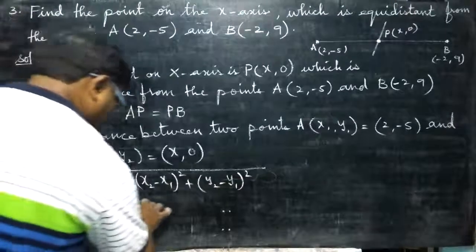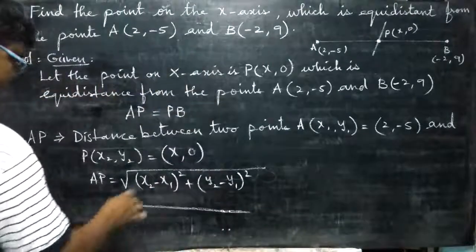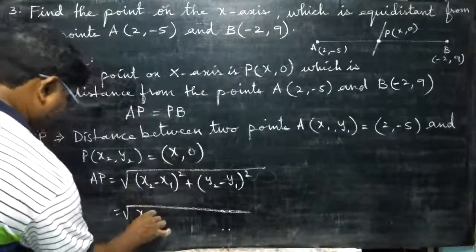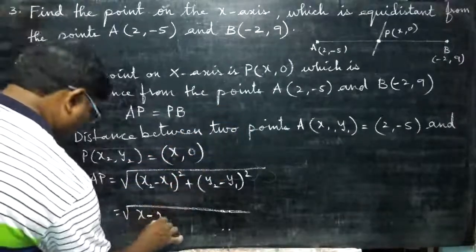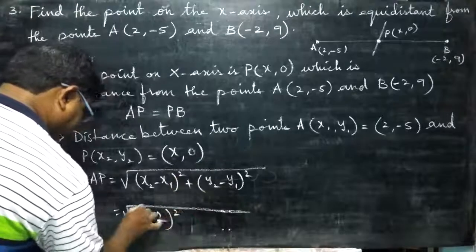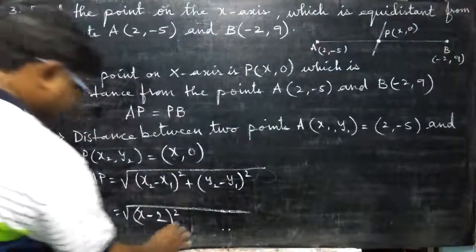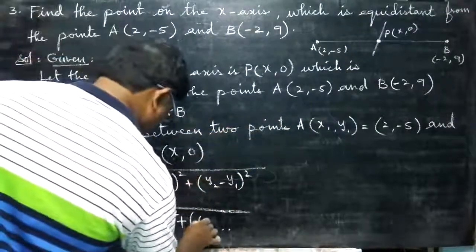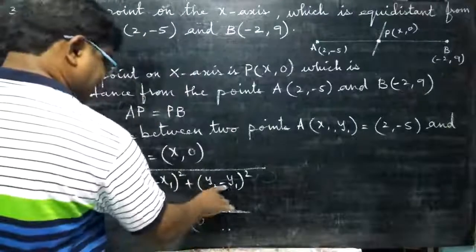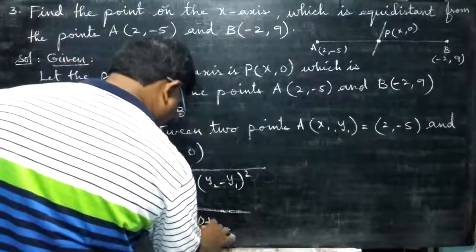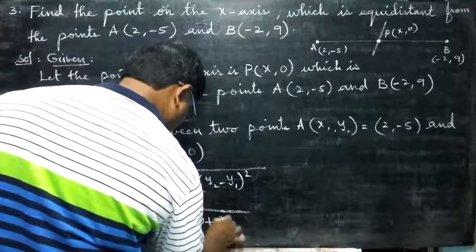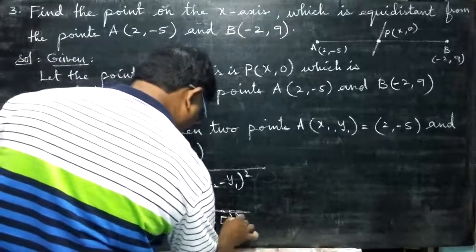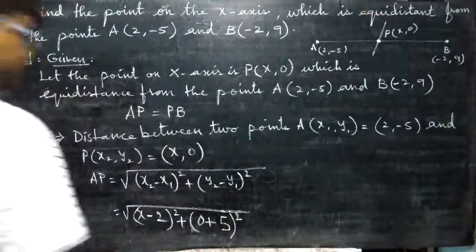That is equal to the square root of (x minus 2) whole square, since x2 means x and minus x1 is 2. Next, plus (y2, which is 0, minus into minus, plus 5) whole square, that is (0 plus 5) whole square. Now simplify it.